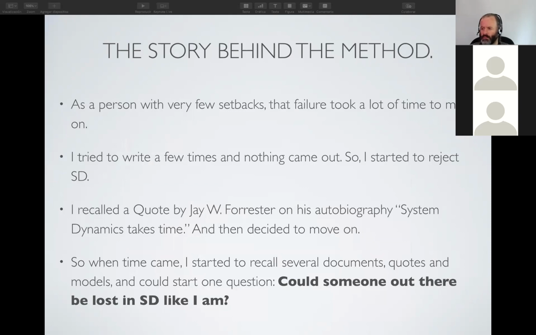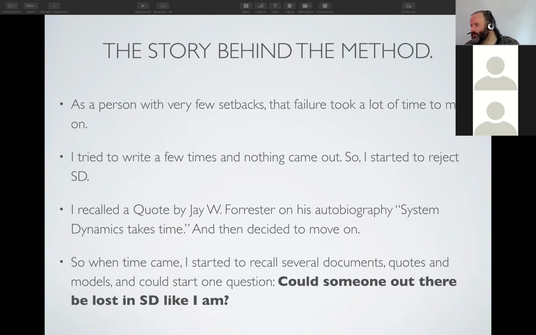So I started to reject system dynamics. I was rejecting it because I didn't understand where I was going, what I should be doing. So I recall a quote from Jay Forrester in his autobiography, I think it's From the Ranch to System Dynamics or something like that. And he said, system dynamics takes time. So I stopped and decided to move on.